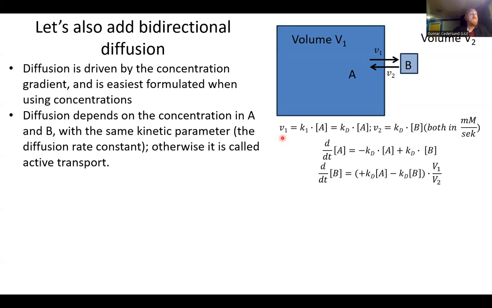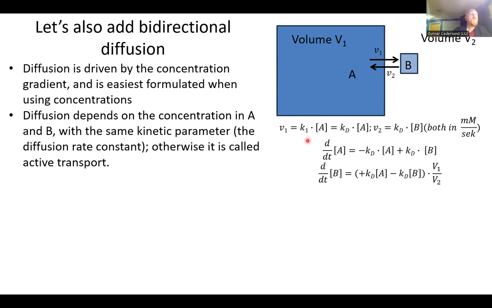So now we have V1 here, which is K1 times the concentration of A, just as in the previous video. And now we work with concentration. So that means that this K1 now goes from concentration to the rate, which is also concentration per second. So this is something that scales from the concentration of A to the rate V1 going in this direction.